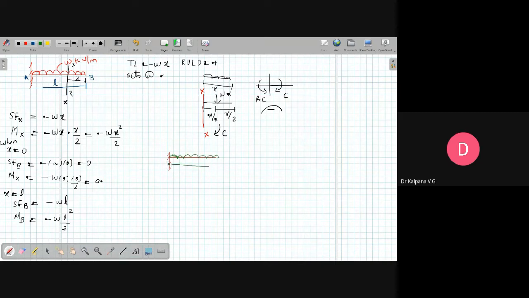And the span is L meter. The support A and the free end B. You can draw the extension lines.